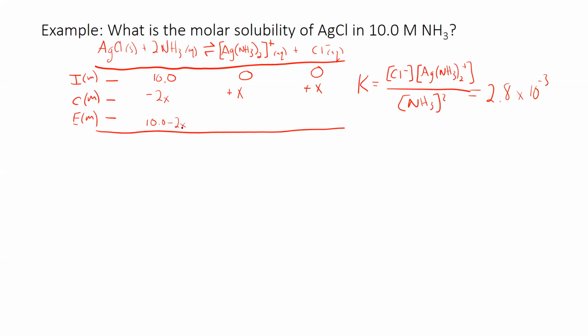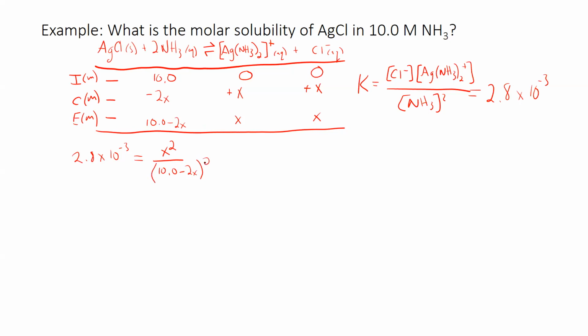And so at equilibrium, you would have 10.0 minus 2X. And for the silver complex, you'd have X. And for the chloride, you would have X. And so what we can do now is just plug it into our equilibrium constant expression of 2.8 times 10 to the minus 3 is equal to, well, here we've got X squared, because the chloride and the complex ion concentration, all of that divided by 10.0 minus 2X. Make that clearer.